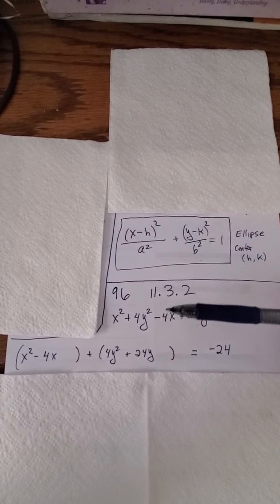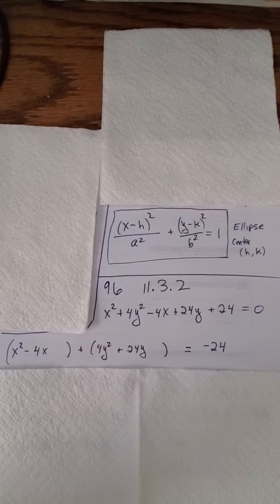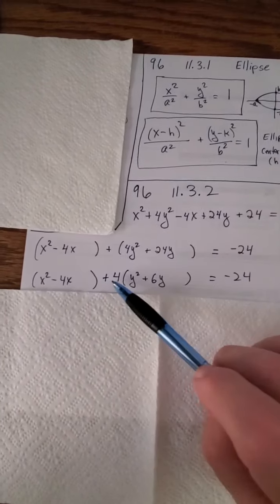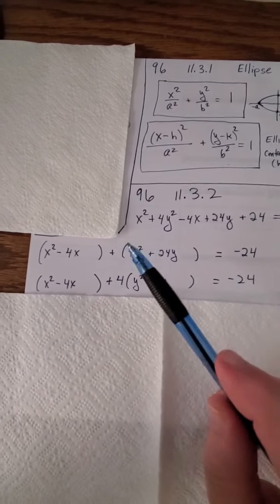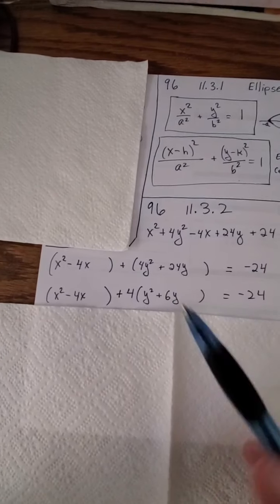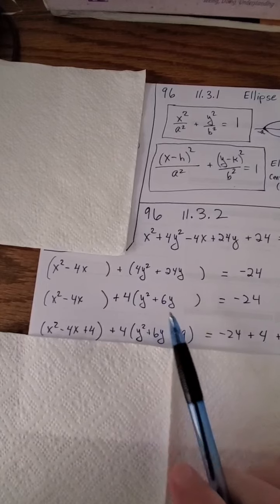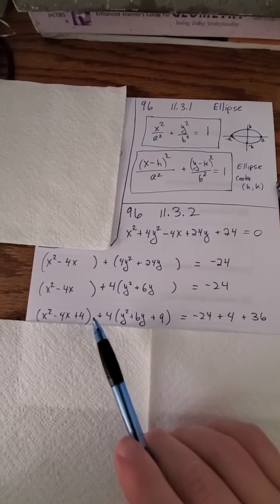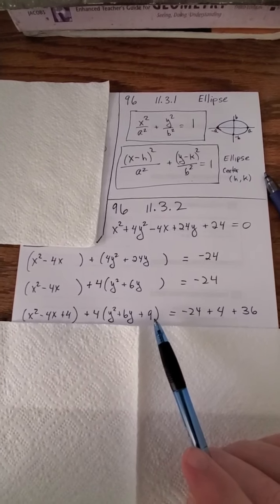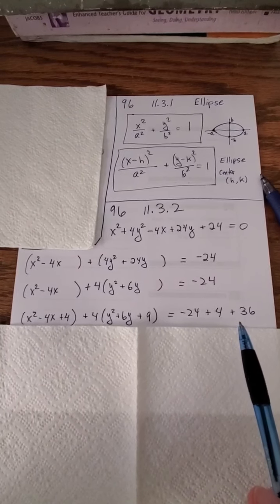Now, before I do anything else, I have a 4y squared, not a plain y squared, so I want to factor out the 4 from this parenthesis. The reason I have to do that is because I'm going to do the time-honored operation of completing the square. So I take half of 4 is 2, 2 squared is 4, half of 6 is 3, 3 squared is 9. So I added a 4 to this side, which I have to compensate by adding a 4 to the other side. I added a 9 to this side, but it's really 4 times 9, so I have to compensate by adding 36 to the other side.